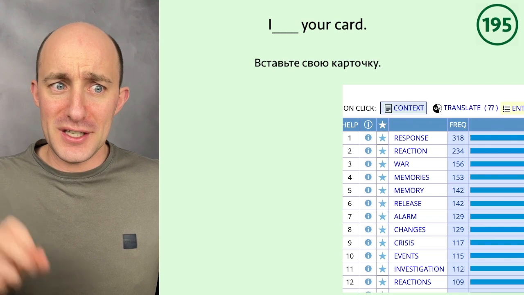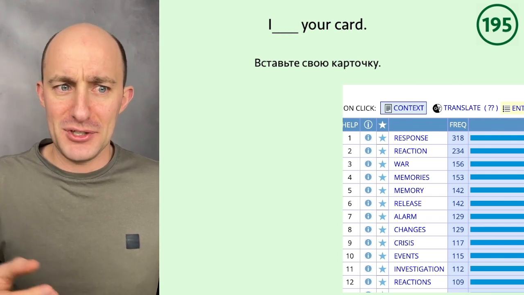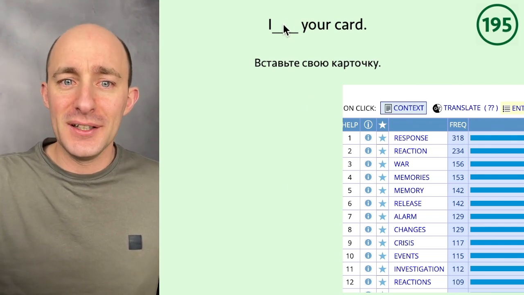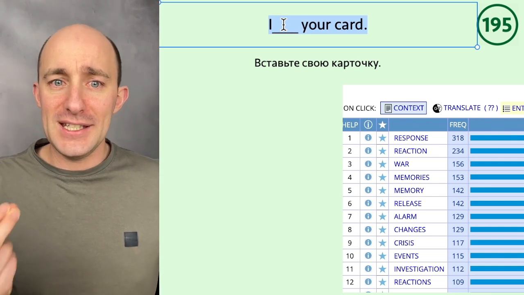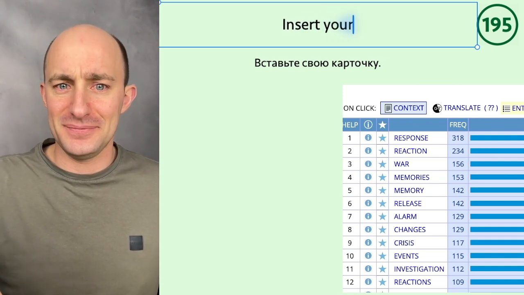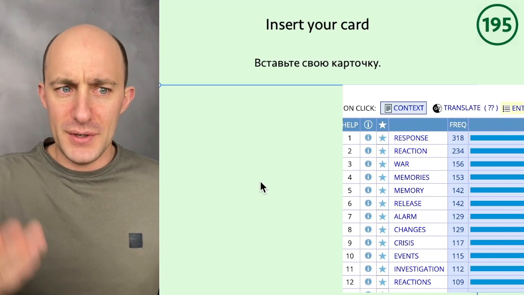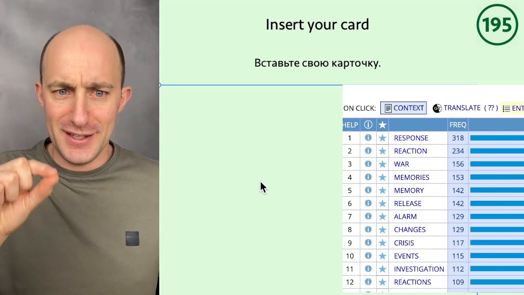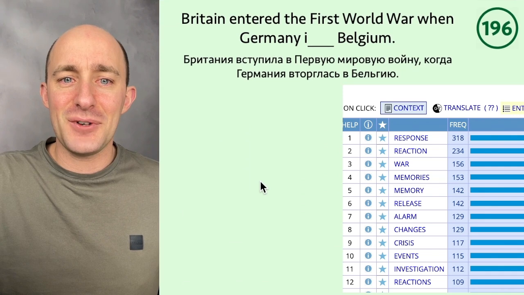If you have ever used an ATM, a cash machine in English, then you've seen this word. Insert your card. To insert your card here. Next one.